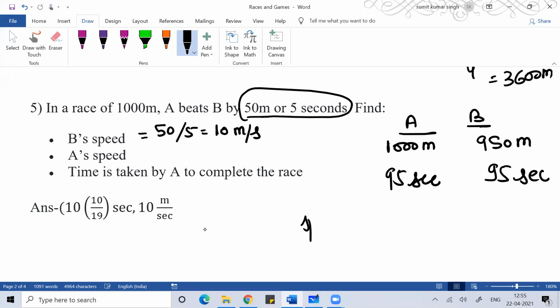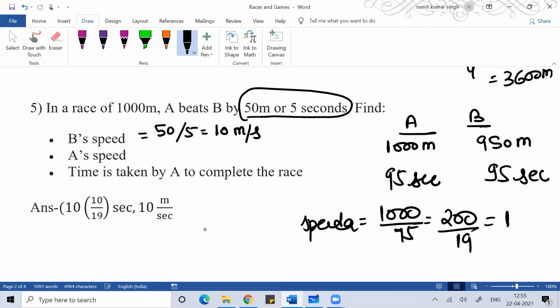So the speed of A is equal to 1000 by 95, or you can say 200 by 19. 100 by 19 is 5.263, so 200 by 19 would be 10.526. That would be 10.526 meter per second, or you can write it as a mixed fraction.